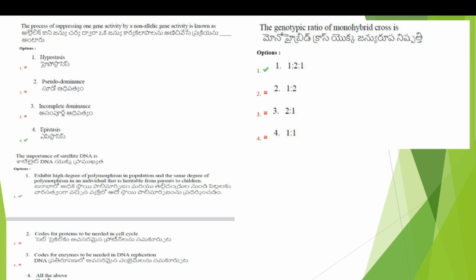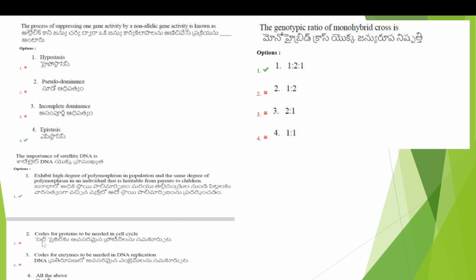If you take the first option, it exhibits a high degree of polymorphism in the population, and the same degree of polymorphism in an individual that is heritable from parents to children. This is the correct answer. Satellite DNA is a highly repetitive sequence, so it is used in DNA fingerprinting technology. It doesn't code any proteins or RNA, but it shows high polymorphism from individual to individual. That's why it is used in DNA fingerprinting. So the first option is correct.